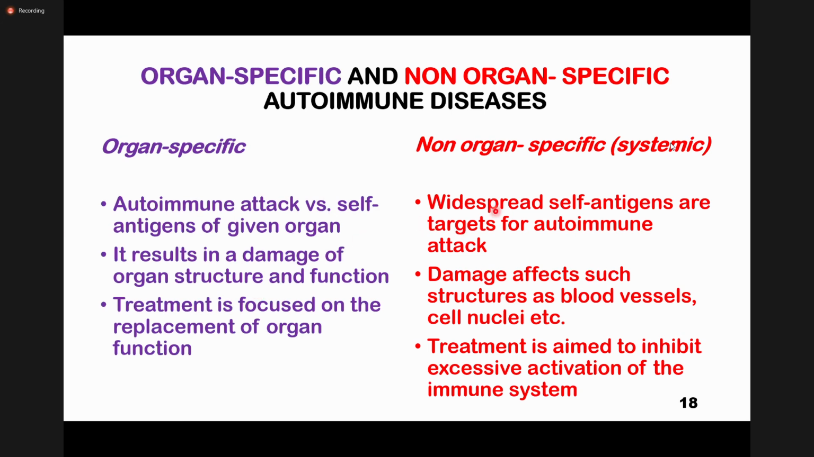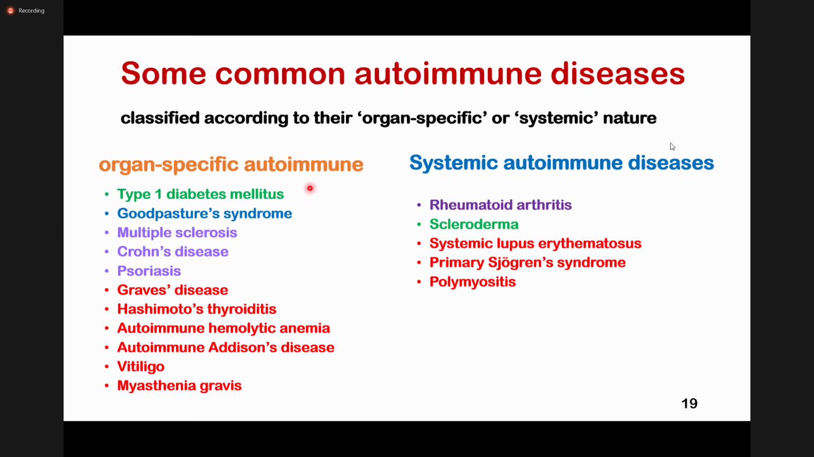In the systemic type, widespread self-antigens are targeted by the autoimmune response. These are antigens that are widespread, and the damage affects the blood vessels or nuclei. Treatment is aimed at inhibiting excessive activation of the immune system. So here are the examples that I have listed. Please do remember the names of each organ-specific and systemic autoimmune disease.